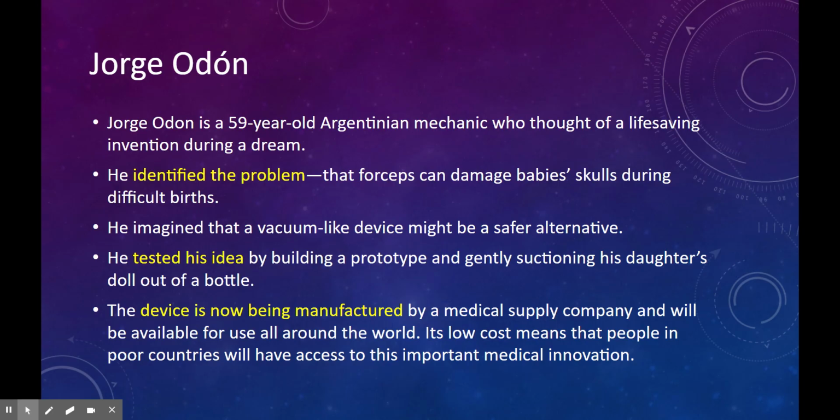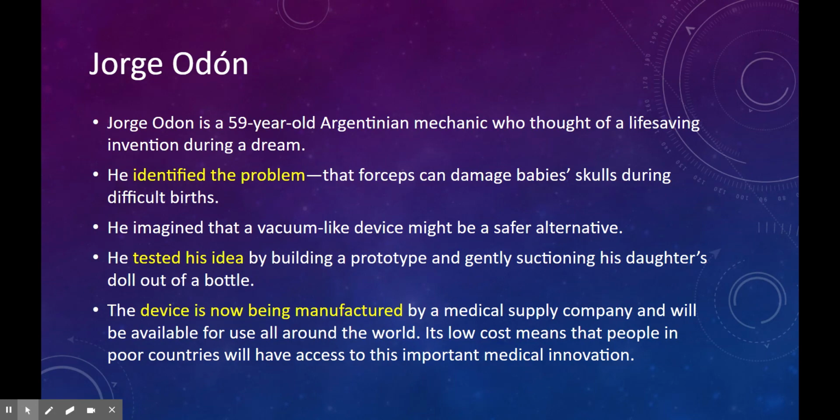And the last one we're going to talk about today is Jorge Odon. He's a 59-year-old Argentinian mechanic who thought of a life-saving invention during a dream. He identified the problem that forceps damage babies' skulls during difficult births. So if a baby's having trouble coming out of the mom, they use these forceps. They look like big tongs, like for a barbecue. They reach in there and they grab the baby.